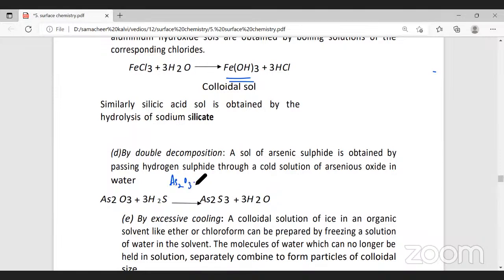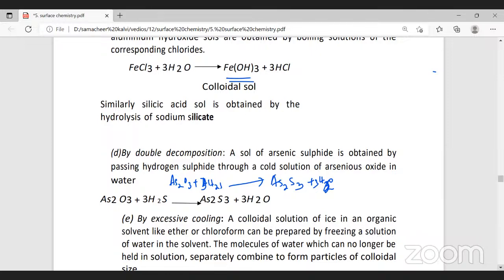Into this cold solution of arsenious oxide, if hydrogen sulfide is bubbled, we get arsenious sulfide, and the byproduct is 3 moles of water, H2O. So this is called a double decomposition reaction. Hydrogen sulfide decomposes, arsenious oxide also decomposes to give arsenious sulfide.